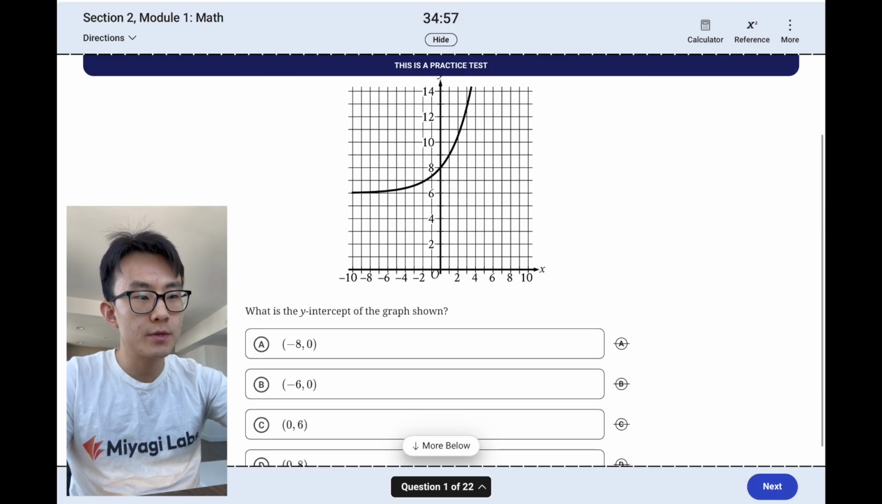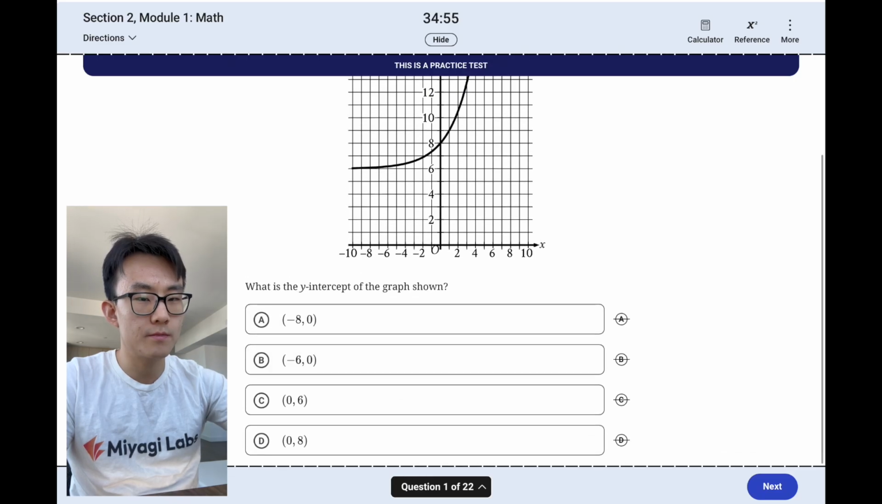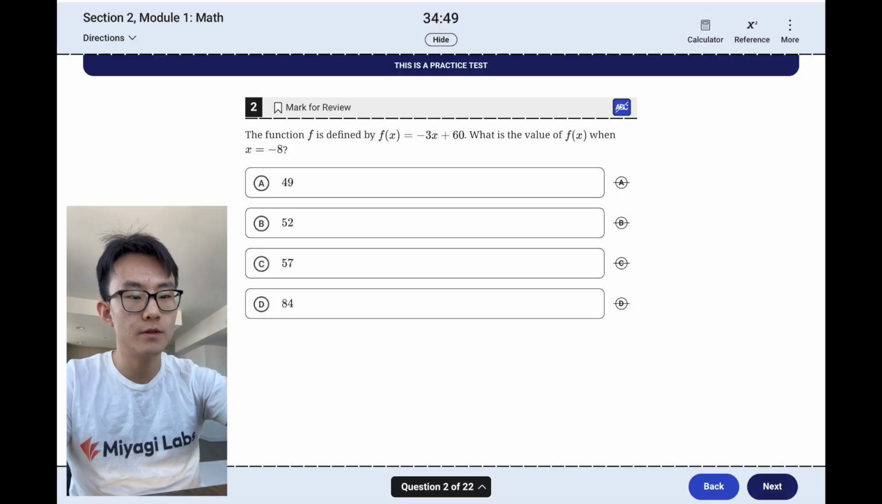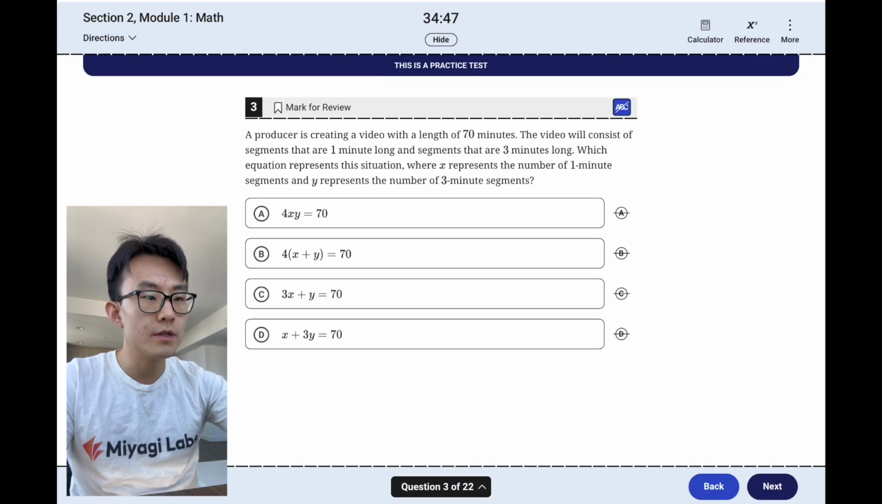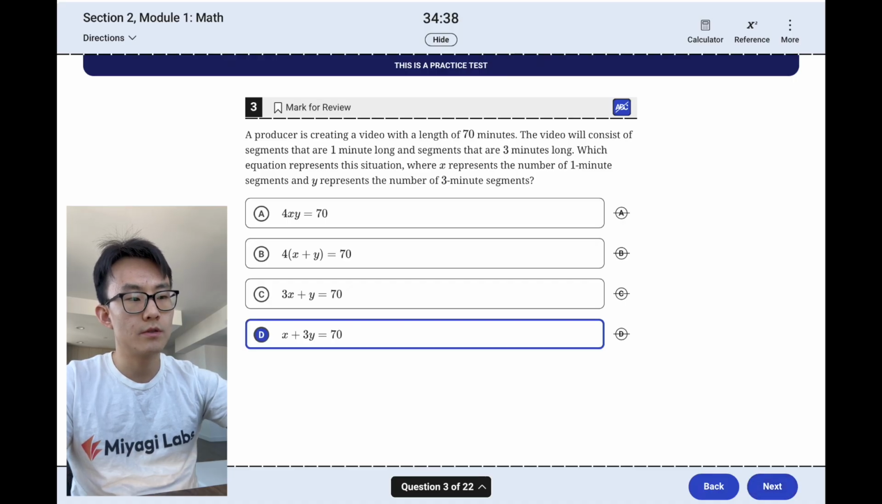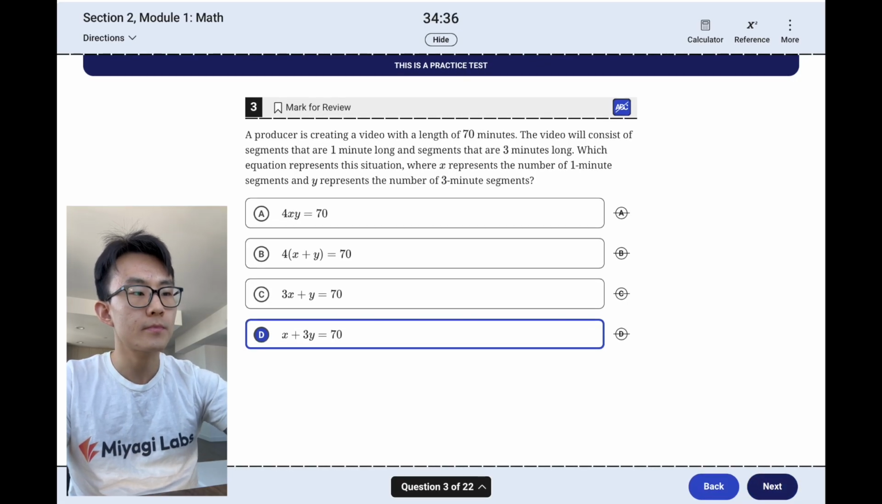Okay, y-intercept, x equals 0, y equals 8. X equals -8, plug this in, 24 plus 60 is 84. 70 minutes, okay, so x is the number of one, y is the number of 3, so x should be x plus 3y equals 70.